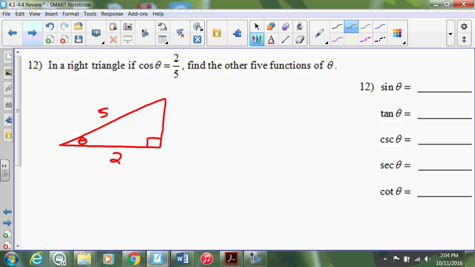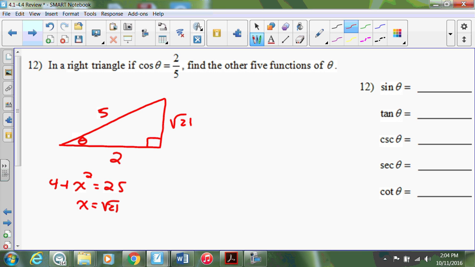And then we realize too that to find all the 6 trig functions, or the other 5, we're going to need to do the Pythagorean theorem. So we'll have 4 plus x squared equals 25. So x is going to equal what? Square root of 21. All right, so we'll put square root of 21.